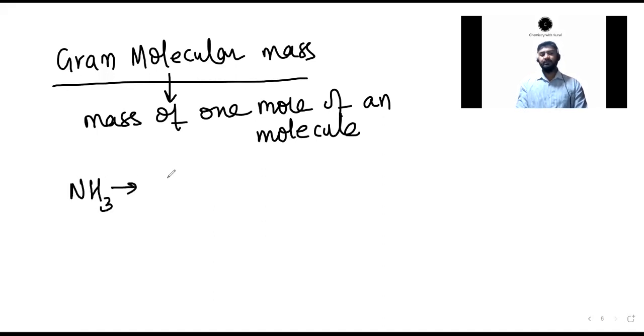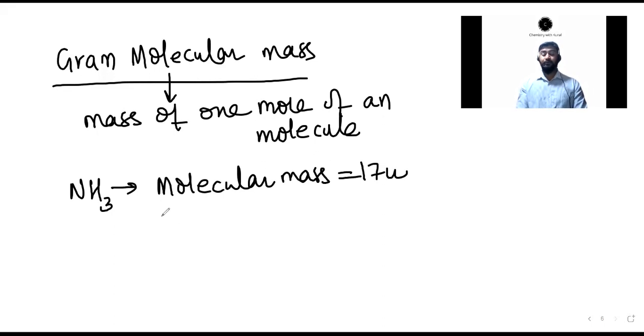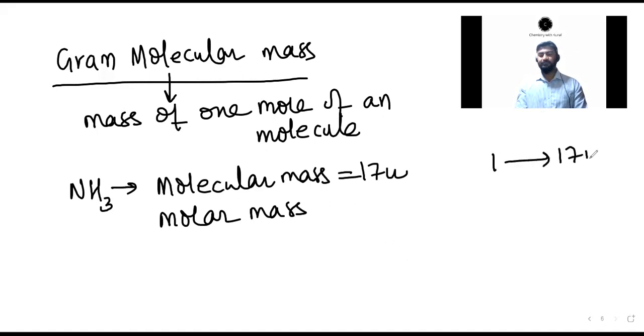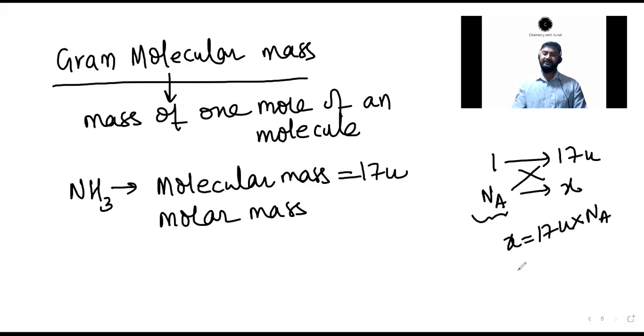What is its molecular weight or molecular mass? Molecular mass will be 17 U. But molar mass will be what? Mass of 1 mole of molecules. So 1 molecule is 17 U, right? Then Na molecules, which is 1 mole, will weigh X, cross multiply. X will be 17 U into Na. What is U into Na? 1 gram. So it will be 17 grams.